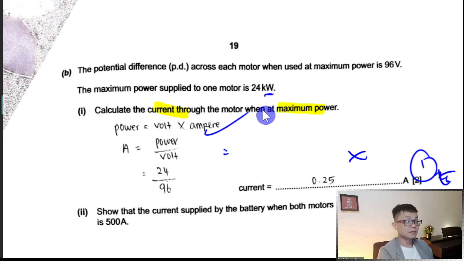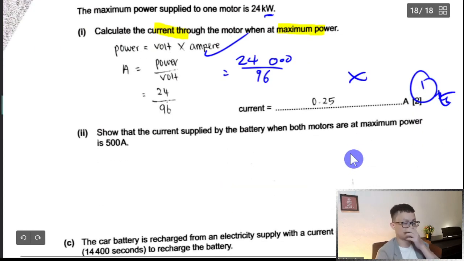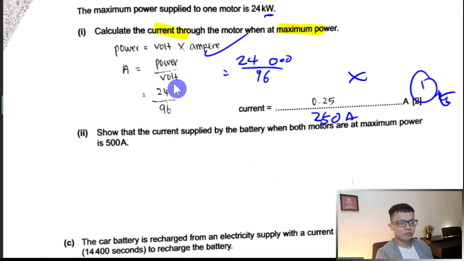Kilowatt means 24,000. 24,000 divided by 96. What do you get? 250. Okay, 250 ampere. So it's wasted for this student, because the student knows how to do it, but just wrote the formula wrongly.